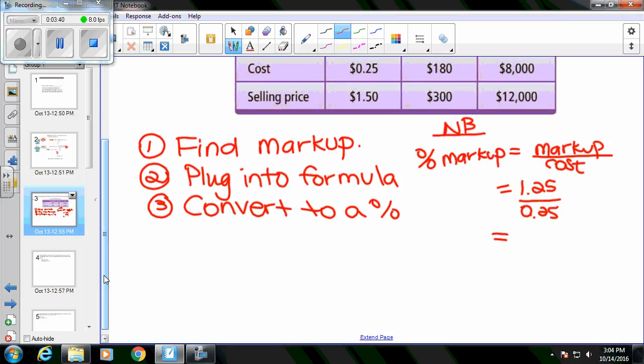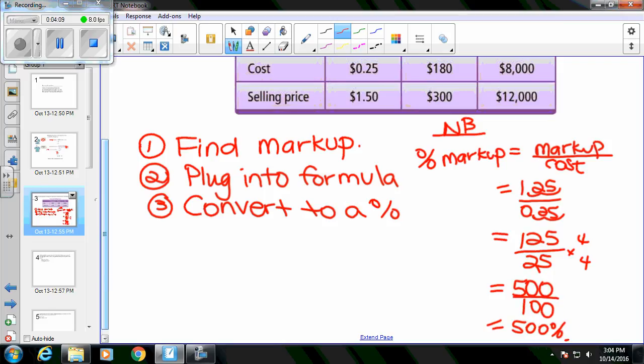When I do the arithmetic on this, I get 125 over 25. I just multiply the numerator and the denominator by 100. To get this to have a denominator of 100, which is what I need for a percent, I've got to multiply the numerator and the denominator by 4, which gives me 500 over 100, which means this was marked up 500%. Okay, so that was for the notebook.